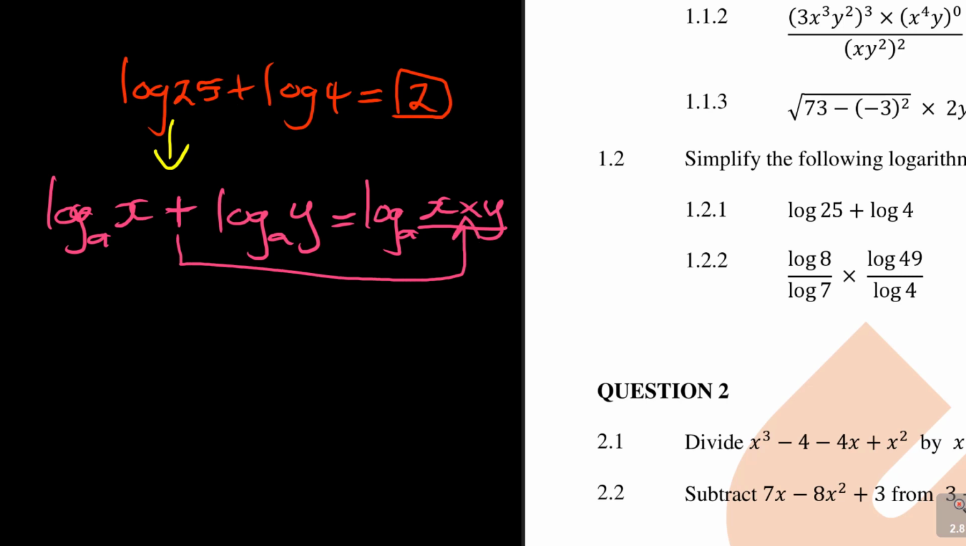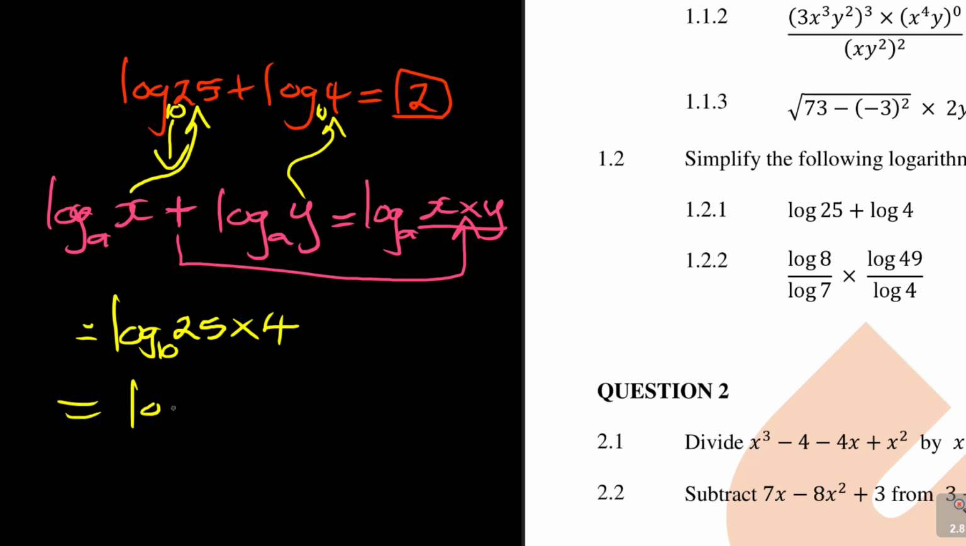So what are we going to use with the rule? If they didn't give you a base there, what is the default base? It's 10. So we're going to say log base 10 of 25 times 4. So our x is our 25, our y is our 4. Which is equal to log base 10 of 25 times 4, which is 100.